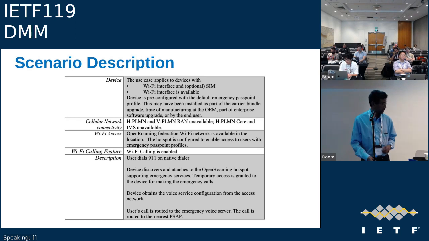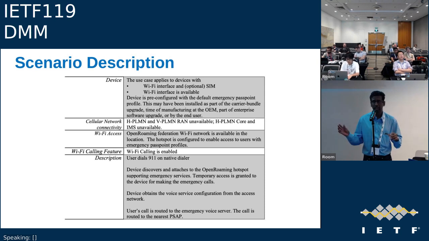So next slide, please. Again, the scenario description: the device is Wi-Fi capable. It may or may not be SIM capable, but Wi-Fi is available. It's in the proximity of some Wi-Fi network. And just for this discussion, let's assume that the cellular network is not available. Maybe I'm in a basement, or maybe the device is a Wi-Fi only device. In all of this, the user dials 911 using a native dialer, and the device discovers and attaches to the OpenRoaming hotspot.